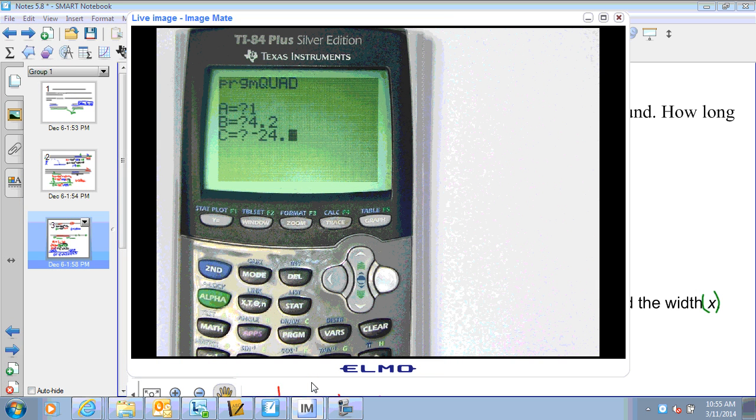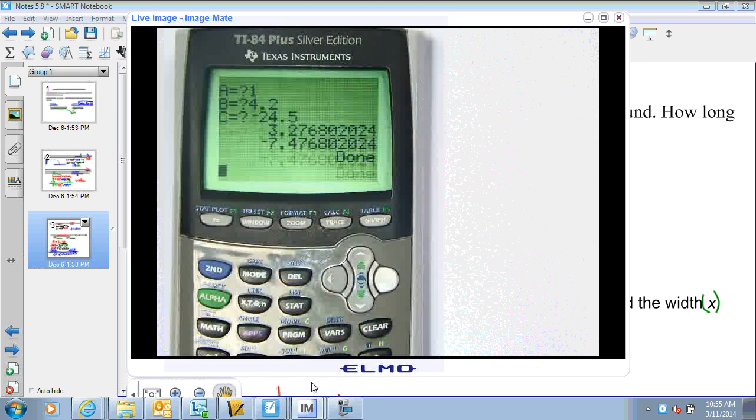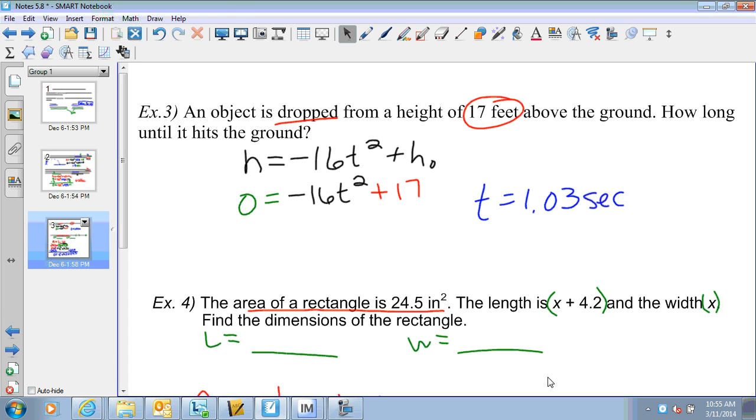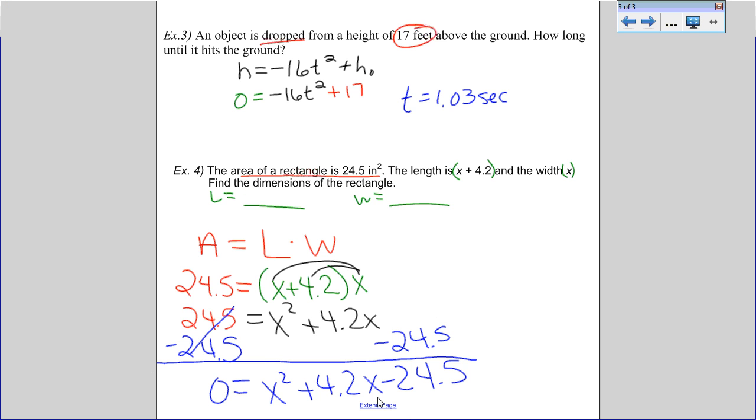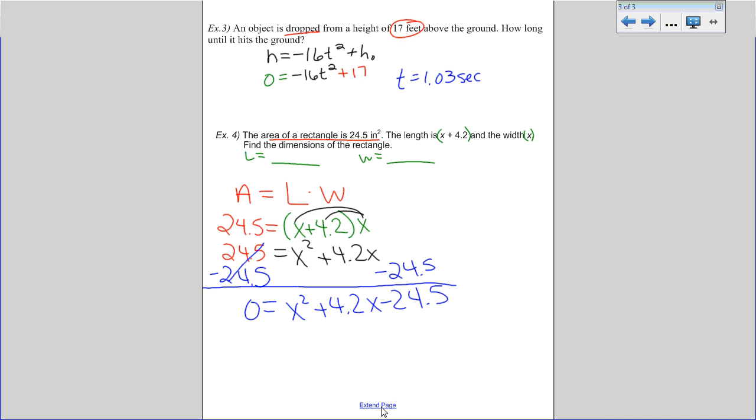All right. So I'm going to get these decimal answers. We're going to round to the nearest tenth. I obviously can't use a negative answer for my side length. So what answer am I taking from this program? 3.3. So I know that x equals 3.3.